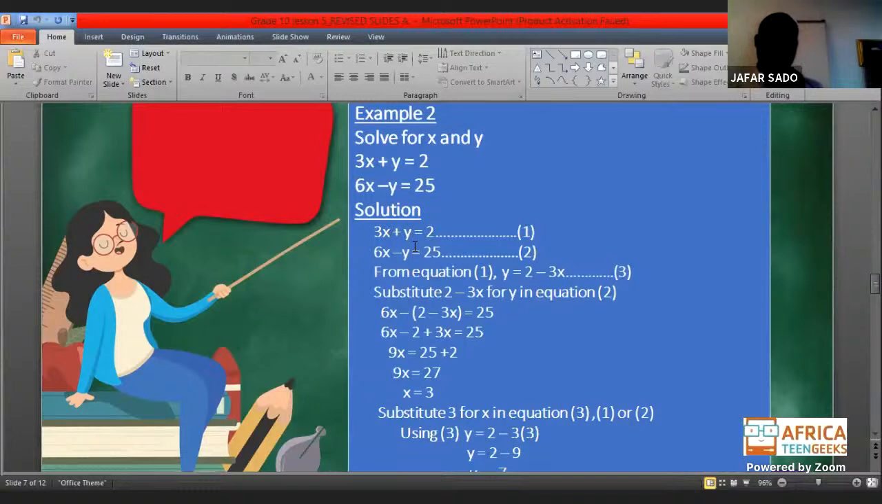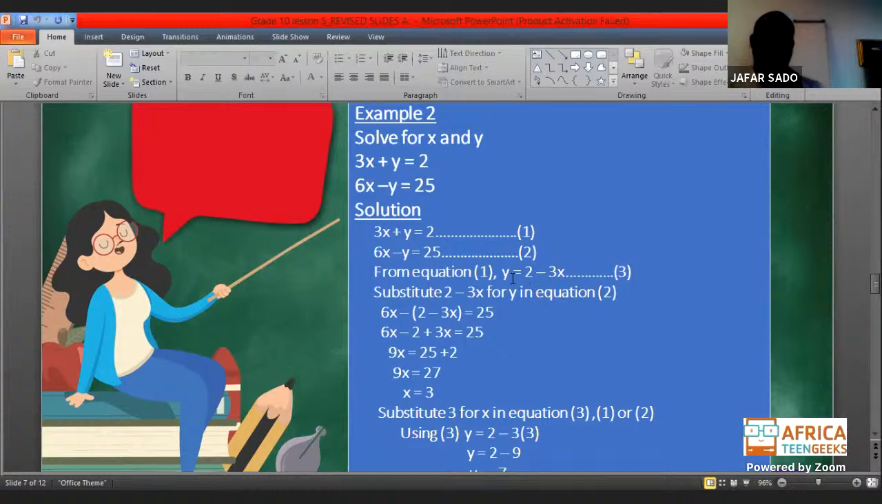So now, which of the two equations is simple? The top one is easier. The 3x plus y equals to 2 is simpler. So let's make y the subject of the formula. How do we do that? We try to move the 3x to the other side. We transpose the 3x to this side. All right, so then I'm going to have what? y equals to 2 minus 3x.